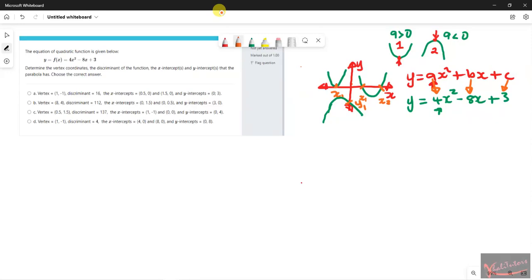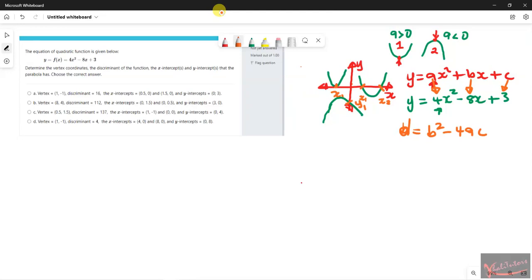Then another topic, another concept that they are interested in, is the concept of discriminant. The discriminant of a function. So when they talk about the discriminant of the function, let's say they mean the answer to this. Okay, so it's going to be b squared minus 4ac. This is going to be d. Let's just say it's d.